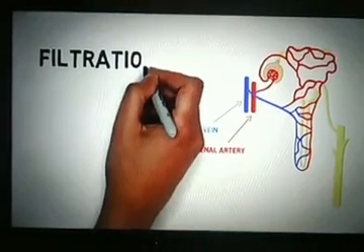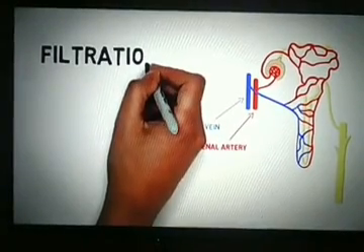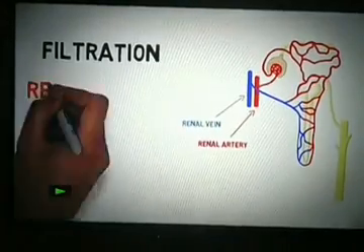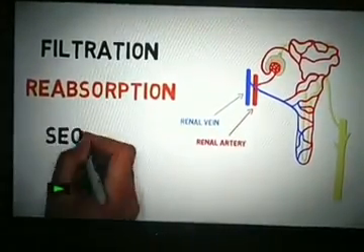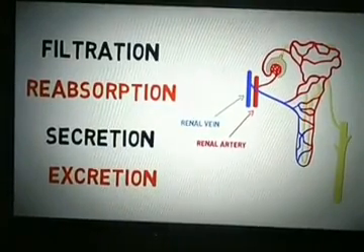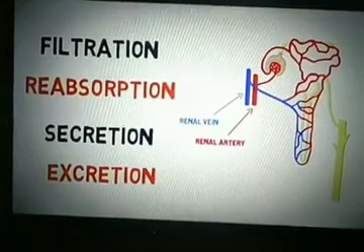Today I would like to discuss some basic functions of the nephron, as I have already uploaded one video about the structure of the nephron. So here we go. As you can see on the screen, the nephron performs some basic functions for the formation of urine, which are filtration, reabsorption, secretion, and excretion.